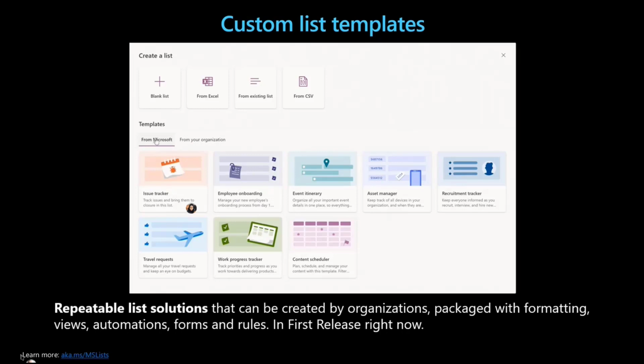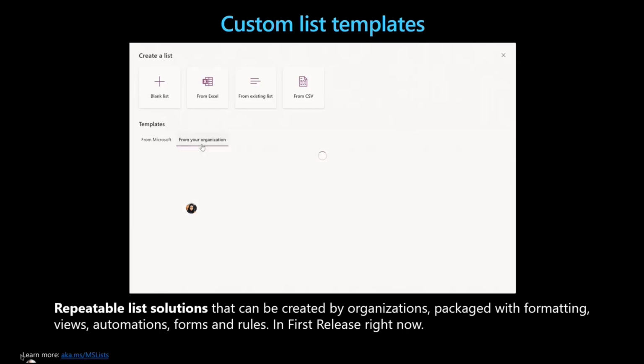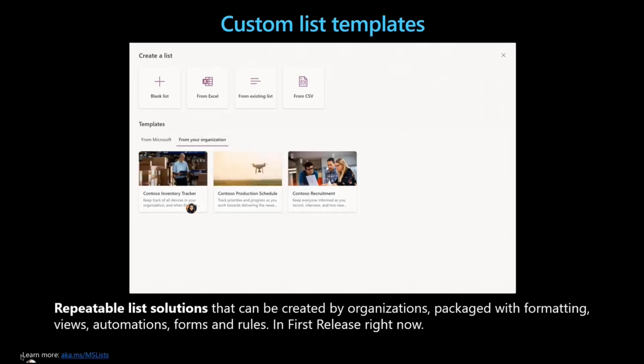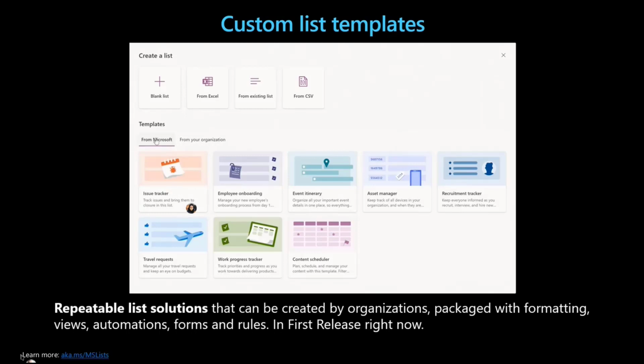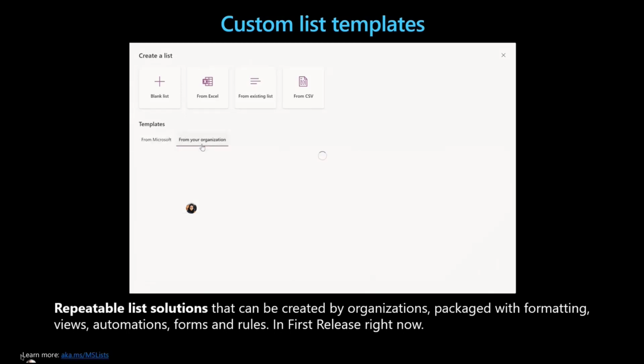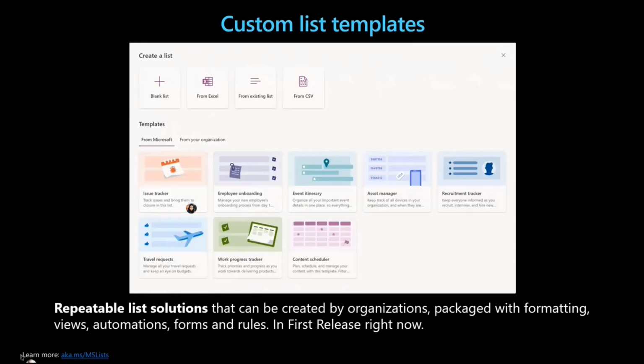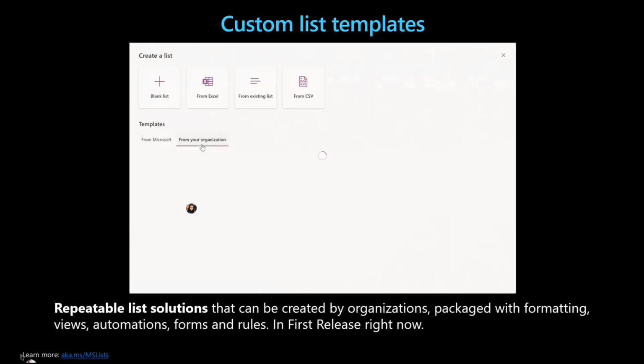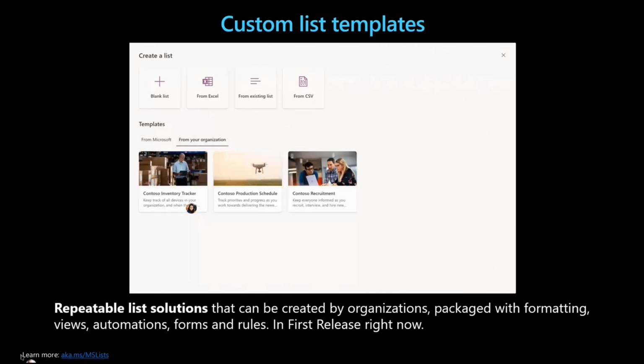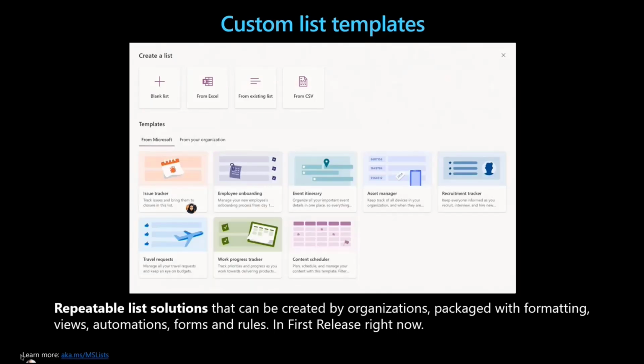But once this feature rolls out, it's currently in first release. We are having some delays in rolling that out to prod, but hopefully in the next few weeks it'll roll out to prod. As soon as that happens, your organization will be able to upload custom list templates, and those will show up in the list creation dialog in a tab right next to the out-of-the-box templates.